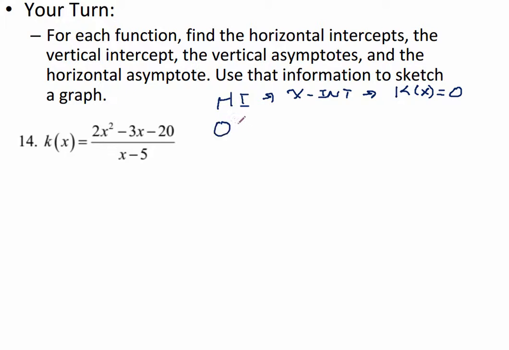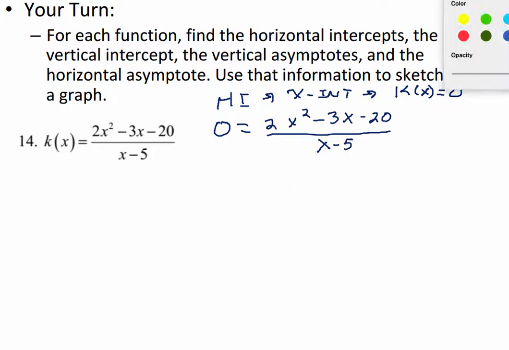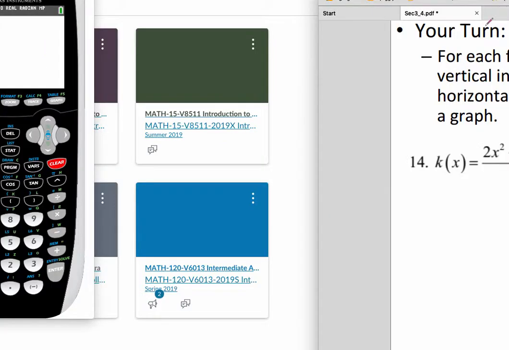So we're going to say 0 is equal to 2x squared minus 3x minus 20 divided by x minus 5. Okay, now we just discussed, the only way that we can have this function be equal to 0 is if this part, the numerator, was equal to 0.